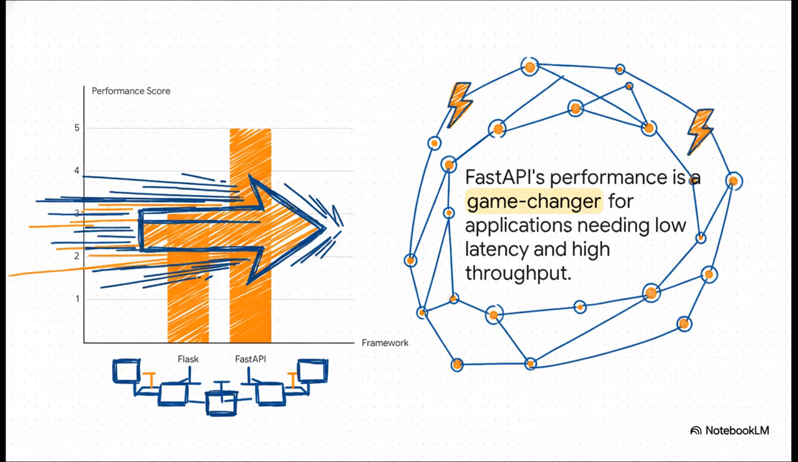And here it is, the headline feature, speed. Seriously, FastAPI is one of the fastest Python frameworks out there, period. It's up there with languages like Go and Node.js, so if you're building something that needs to handle a huge volume of requests with almost no delay, think real-time fraud detection or something like that, this performance difference isn't just nice to have, it's a total game changer.